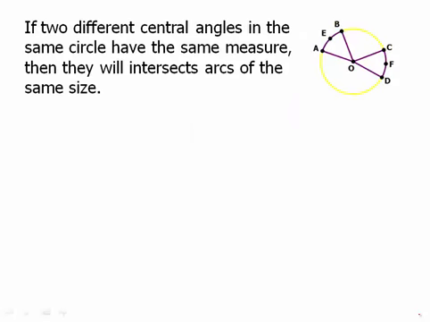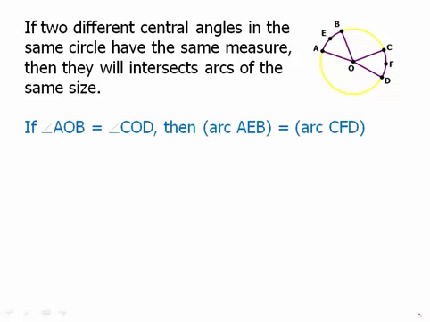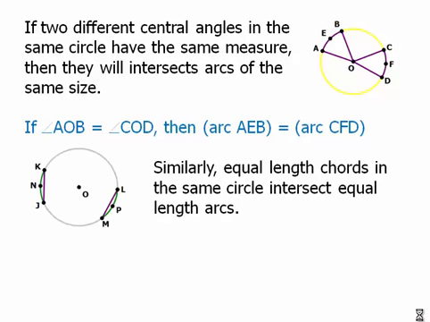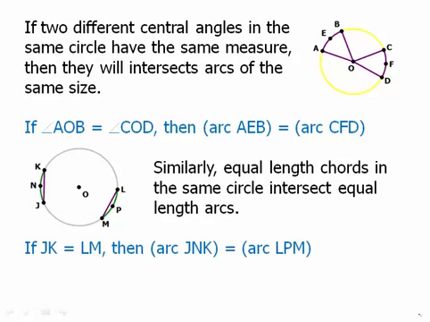If two different central angles in the same circle have the same measure, they will intersect arcs of the same size. So we have two equal angles there, so they intersect two equal arcs. And if we were told that the arcs were equal, we could deduce that the angles were equal. Similarly, equal length chords intersect equal length arcs. So if we know that the chords have equal length, then the arcs have to be equal. Again, if we were told that the arcs were equal, we could deduce that the chords were equal.